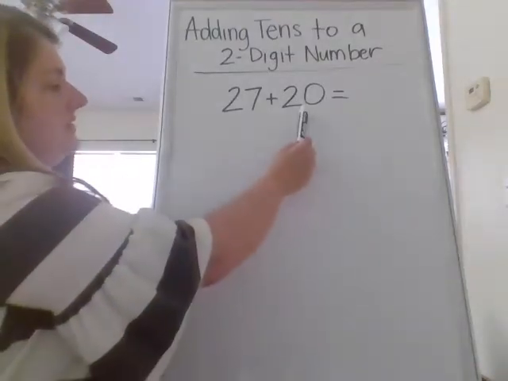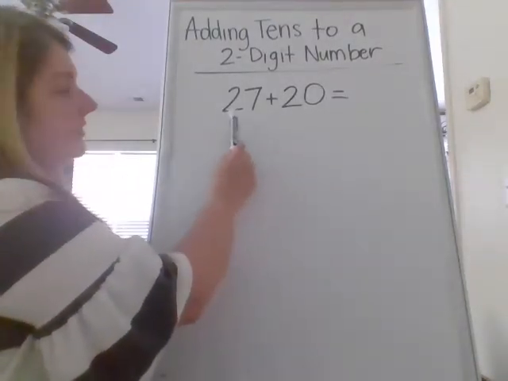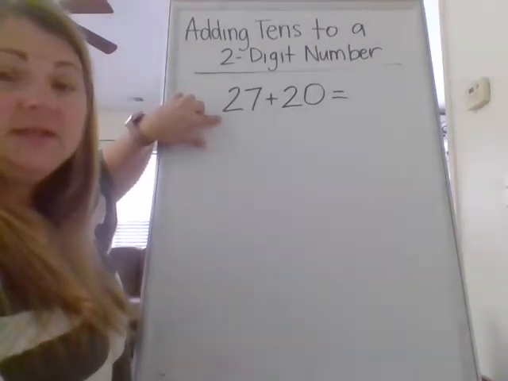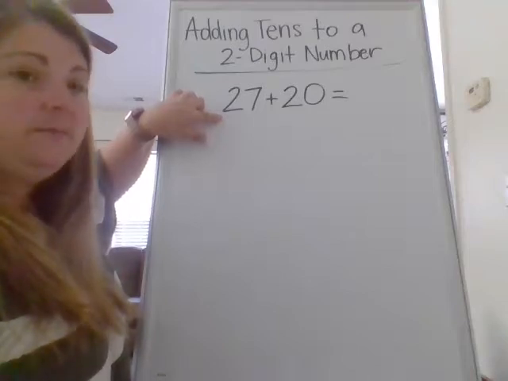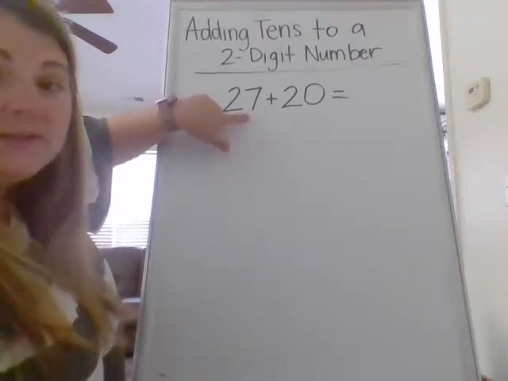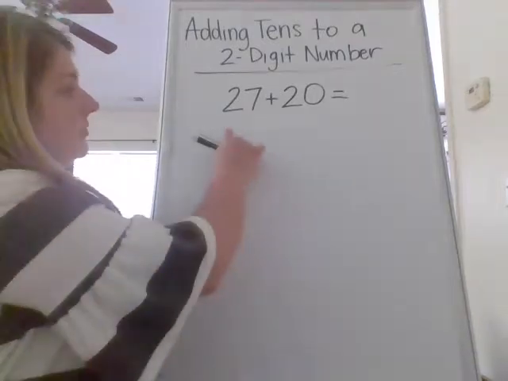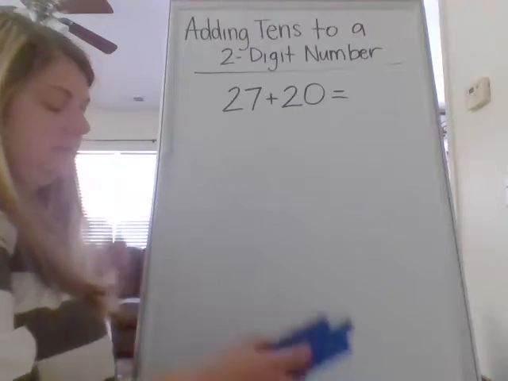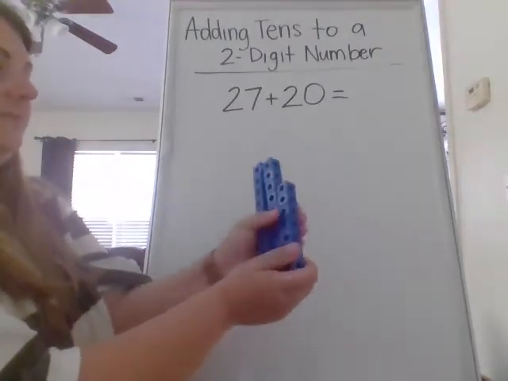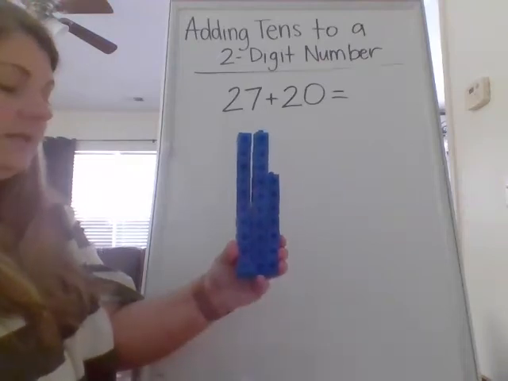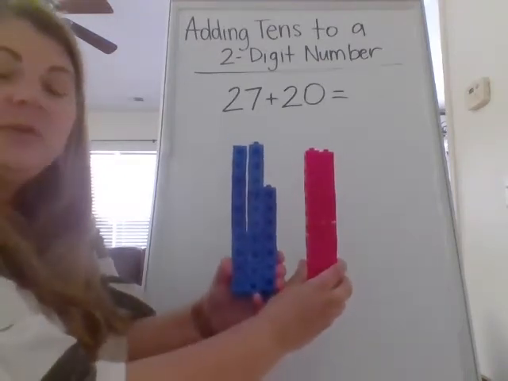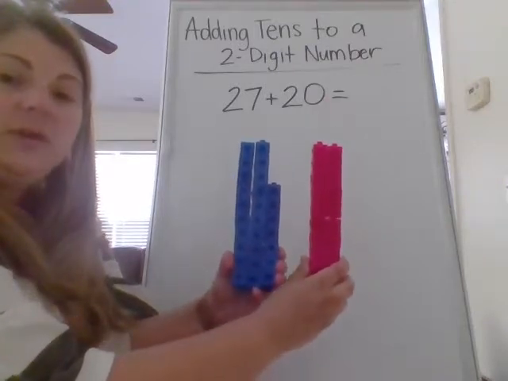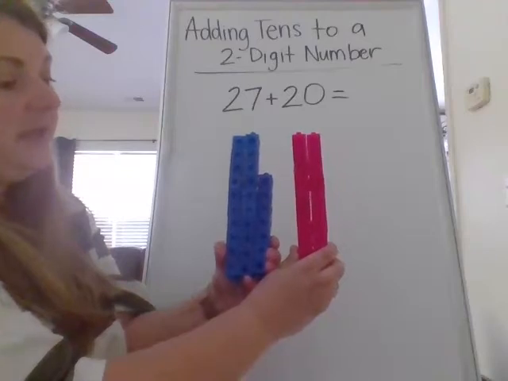And we're adding these tens to this two-digit number. 27 is a two-digit number. The 2 is in the tens place, and it represents 20. And the 7 is in the ones place, and it represents 7. So 27 plus 20. All right, I've got 27 blue cubes, and I've got 20 red cubes. So I want you to think about how you would solve 27 plus 20. I'm going to give you a minute to think about that.